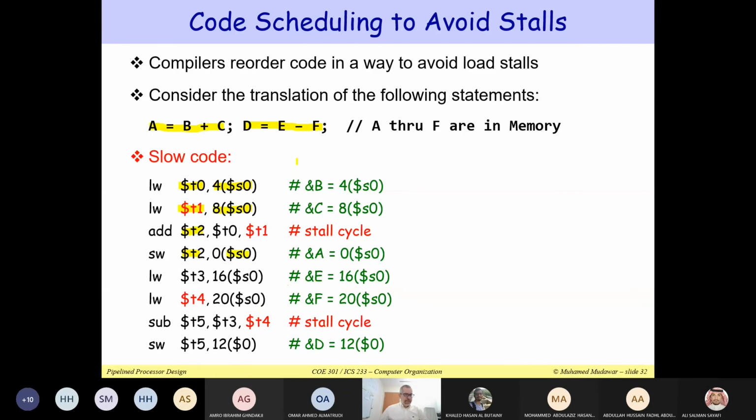Repeat. Let us load the value of E, the value of F, do the subtraction. So load word, subtract, store word. Very simple code. So 16 plus S0, this will be the address of E.